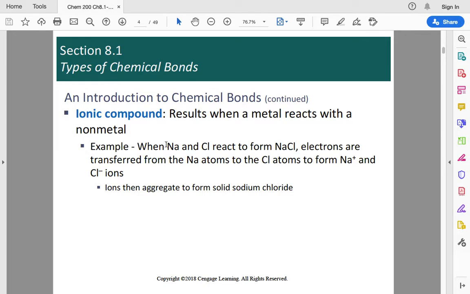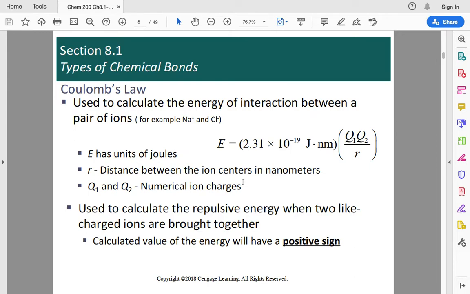So the classic example we always have is table salt, NaCl, where Na is our metal, our cation, and Cl is our anion. We know that the sodium will give up an electron and become a cation, and the chlorine will accept that electron and become an anion. So the first thing we're going to talk about is Coulomb's law. This is just an equation we have basically to interpret the amount of energy that's in that ionic bond.